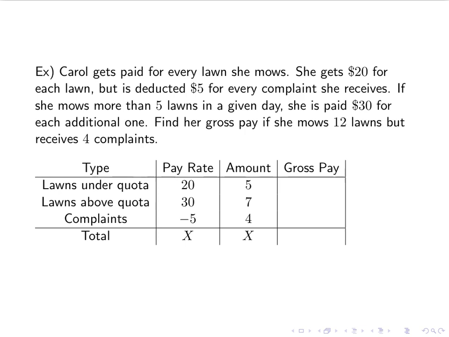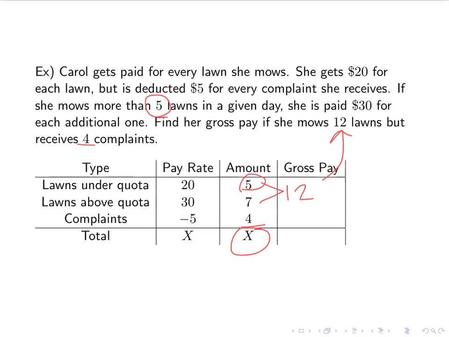The amount, so total amount, doesn't make sense here because we wouldn't be adding lawns to complaints, so there's no total here. But we've got the 4 complaints from the problem. And again, the quota is 5, so lawns under quota will end up being the quota, which is 5. And then she mowed 12 lawns, so lawns above quota must be 7, because 5 plus 7 must be the 12. We're not going to add complaints to lawns, so just the 2 lawn numbers should add up to 12.